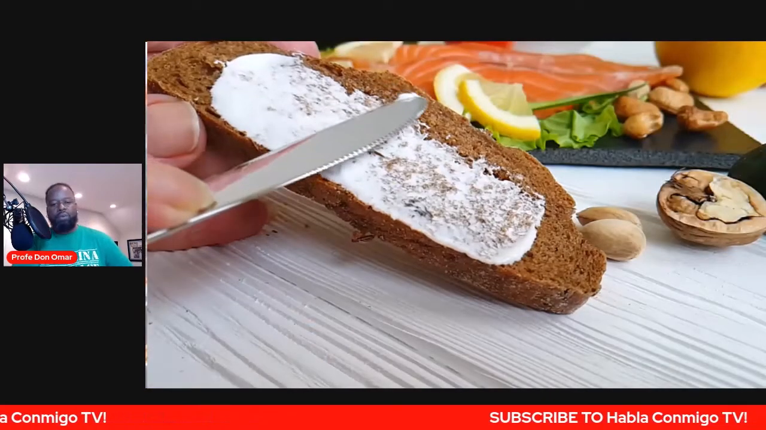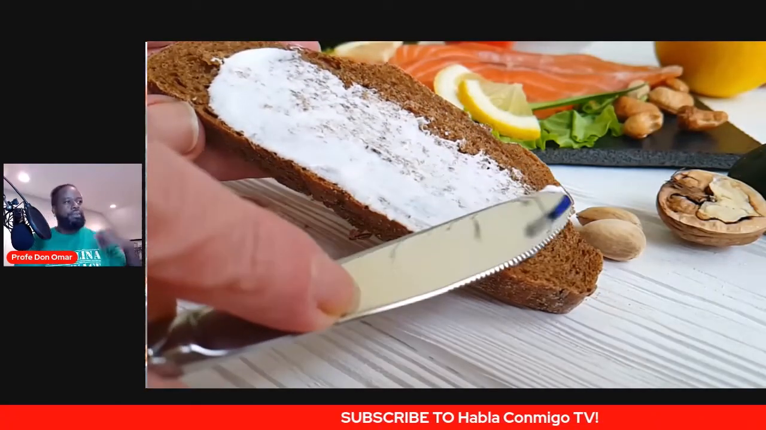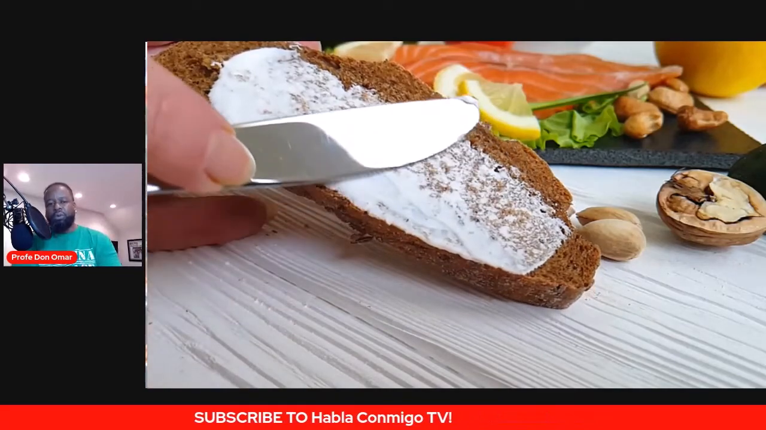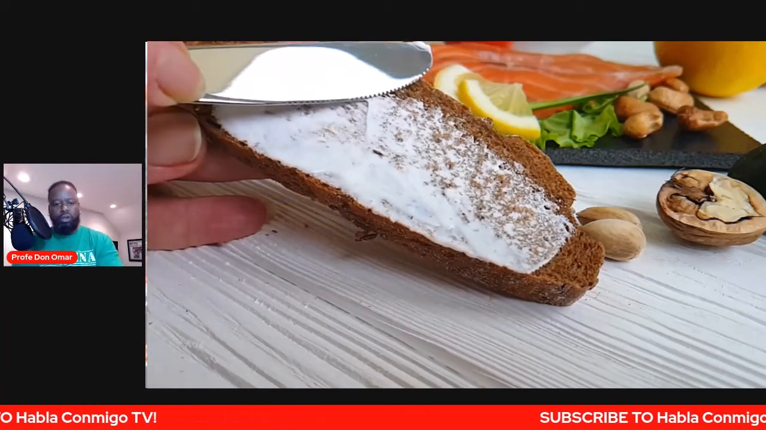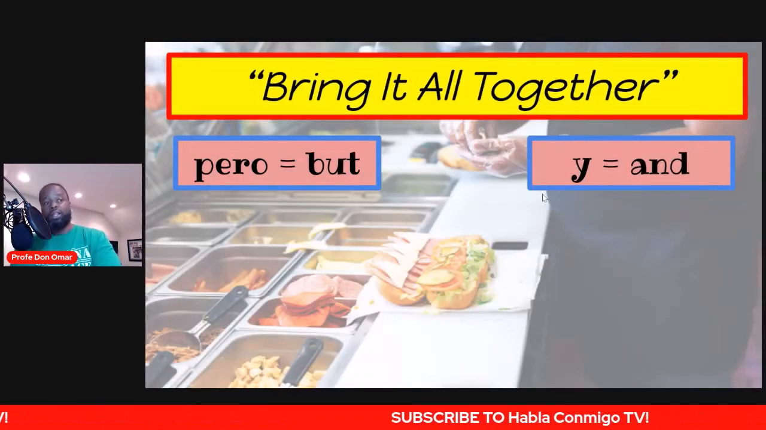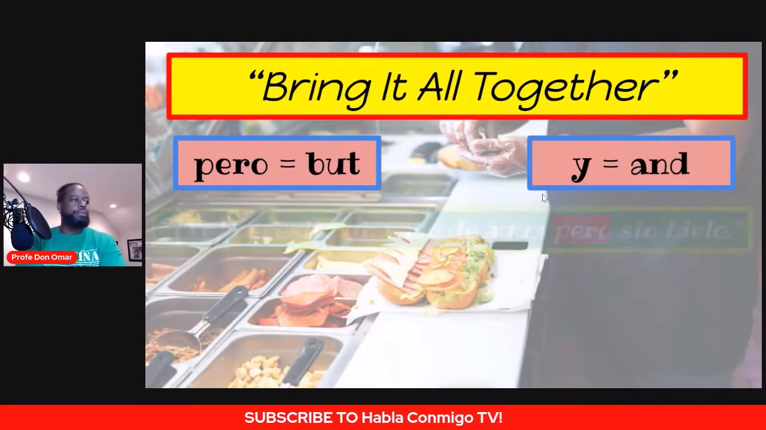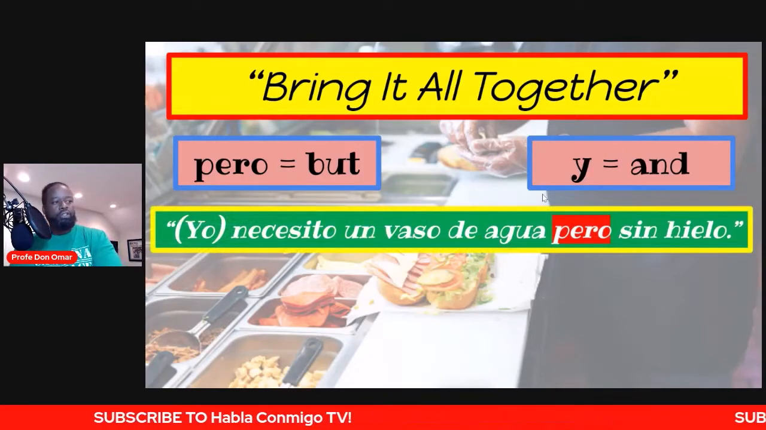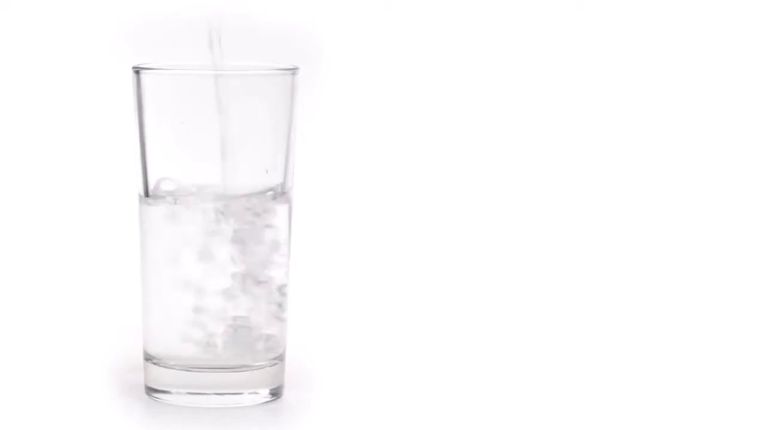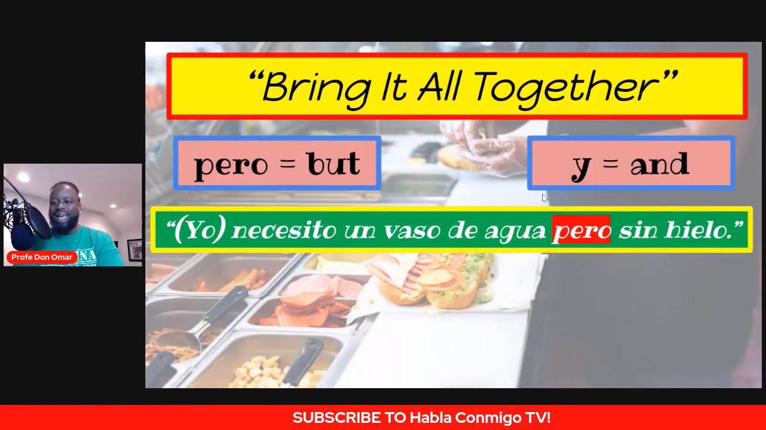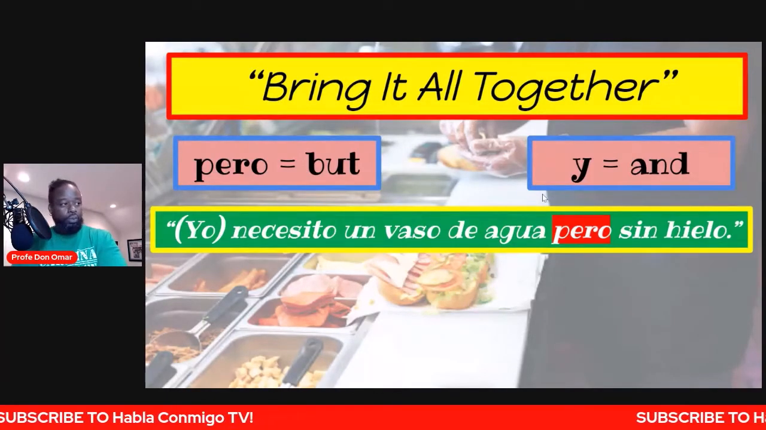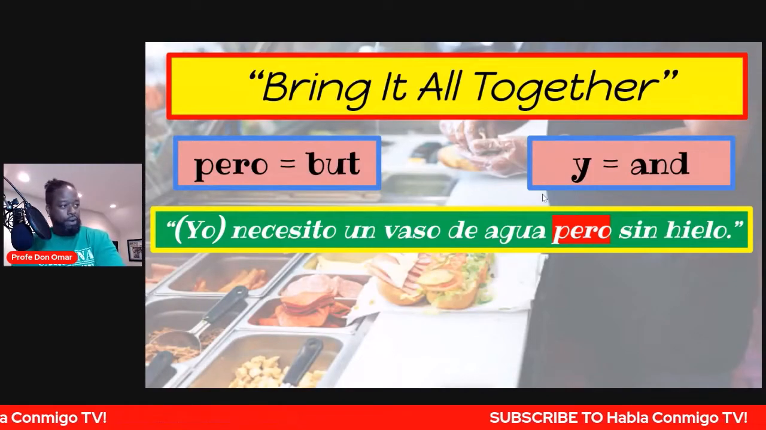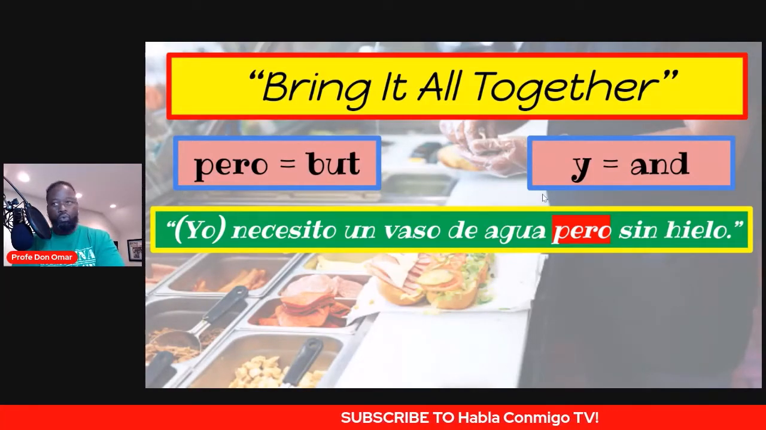All right, y aquí tenemos, we're bringing it all together here. All right, so recuerda, tenemos 2 palabras importantes que podemos usar. We have 2 important words that we can use here. Pero and la palabra y, right? Por ejemplo, yo necesito un vaso de agua, pero sin hielo. I need a glass of water without ice. That can be very important for some people out here in 2020, whatever, right? A lot of us get water room temperature.